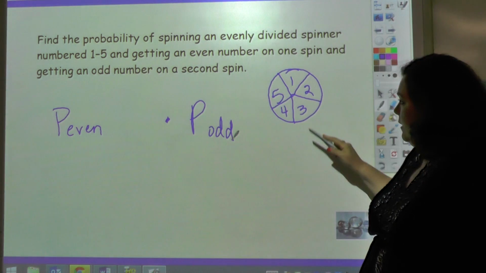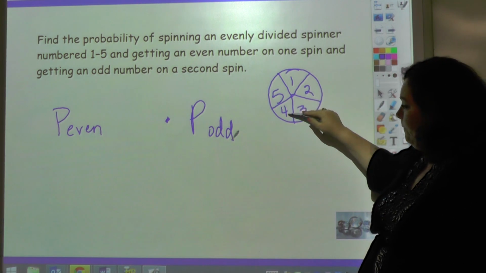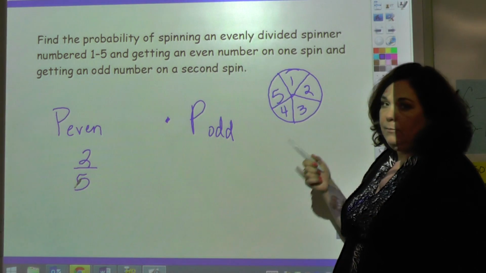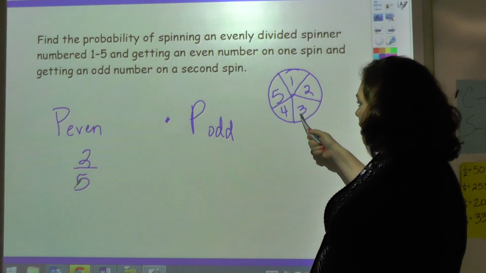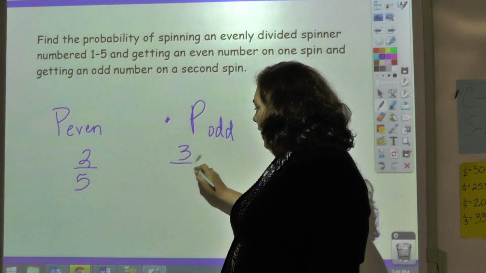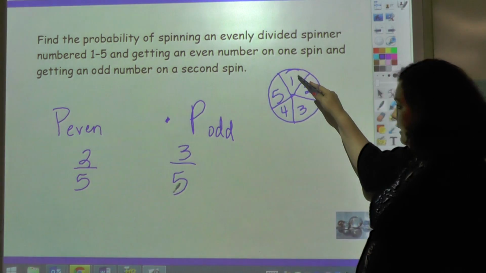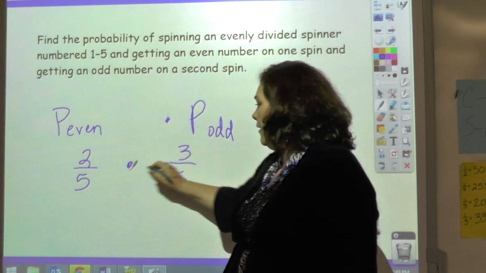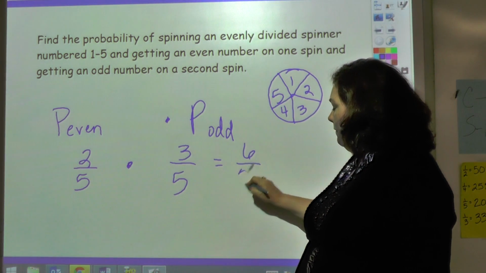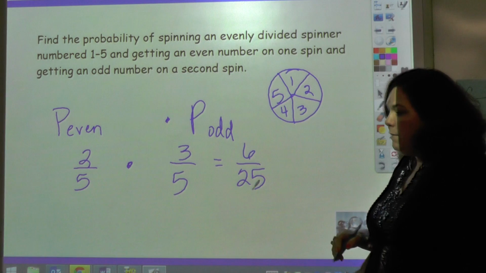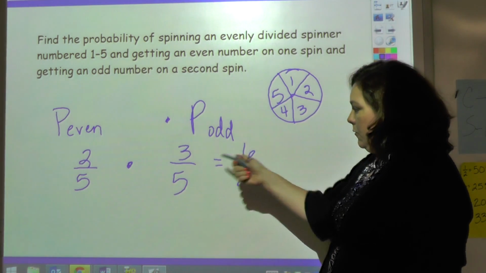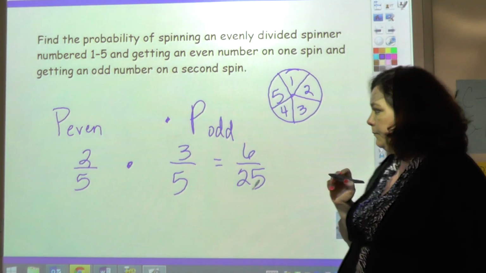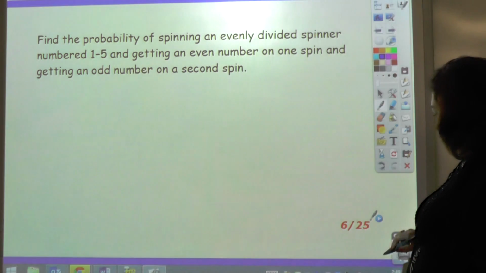So the probability of even is, my choices for even are 2 or 4. That's 2 out of 5 outcomes possible for even. And then odd is 1, 3, or 5. So there's 3 out of 5 outcomes, because I could get a 1, I could get a 3, I could get a 5. I multiply these together and I get 6/25. Make sure you do not add, you are multiplying. So 2 times 3 is 6, and 5 times 5 is 25, so it's 6/25.